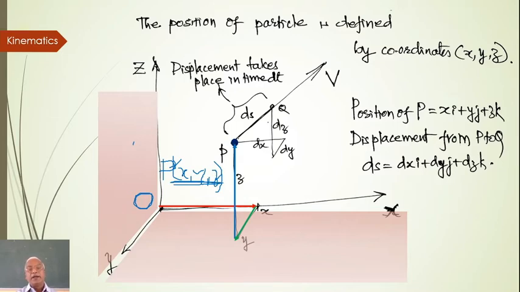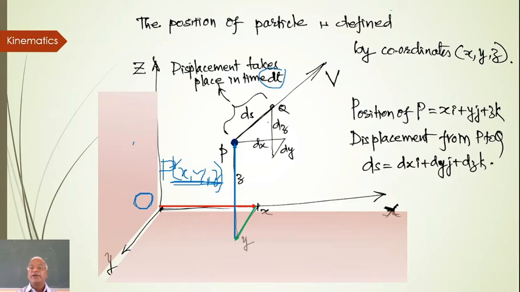Now in a small amount of time, if P goes to Q, then there will be a motion. This is called displacement, and it takes place in time. Let us say dt. dt is the time required for the motion of ds. Okay. Now the position of the particle is defined by the coordinates x, y, z, as I explained.